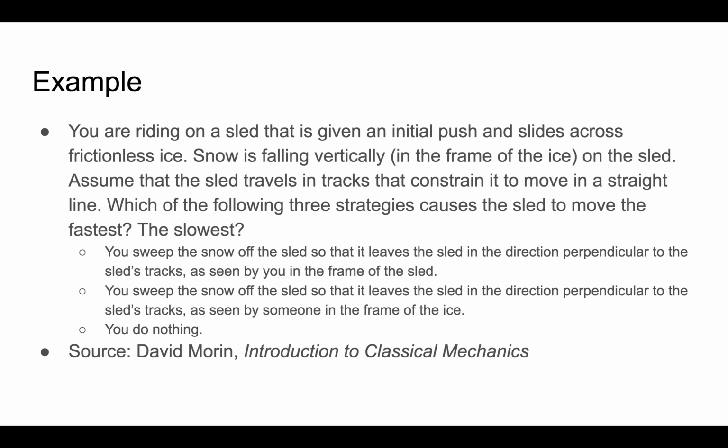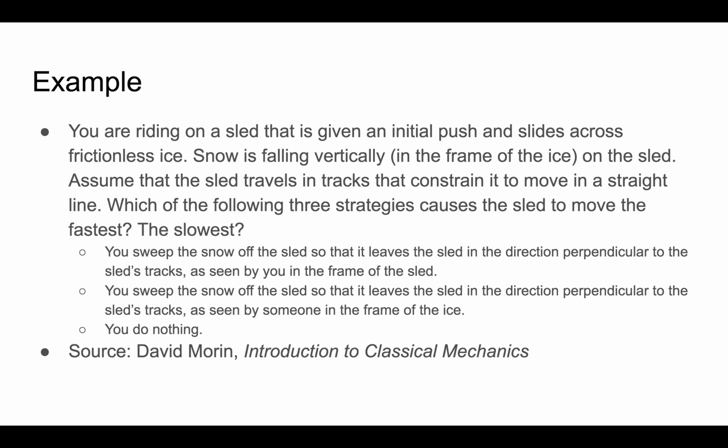So you're riding on a sled that is given an initial push and is sliding across frictionless ice. And snow is falling vertically in the frame of the ice on the sled. Assume that the sled travels in tracks that constrain it to move in a straight line. We'll say in the x direction for convenience. Which of the following three strategies causes the sled to move the fastest or the slowest? Strategy number 1 is sweeping snow off the sled so that it leaves the sled in the direction perpendicular to the sled's tracks, as we see in the frame of the sled.